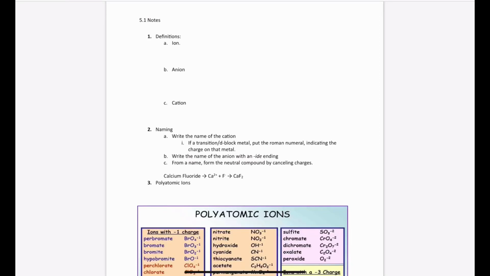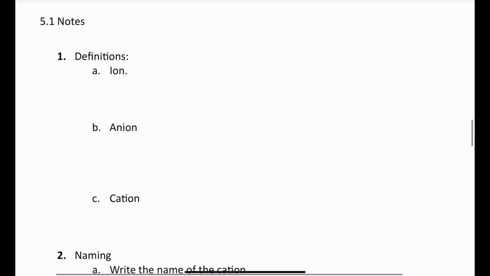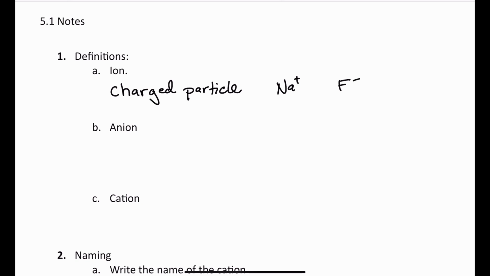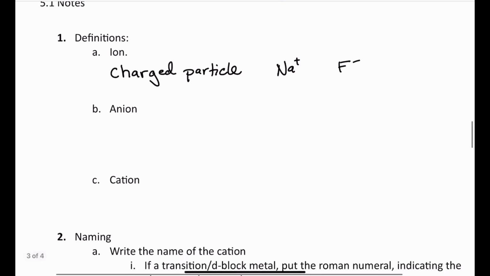This video is for 5.1 notes. So an ion is a charged particle. So we saw things like sodium ion, fluoride ion. So this one has the positive charge, means it has too few electrons than neutral, and the negative charge means it has more electrons.